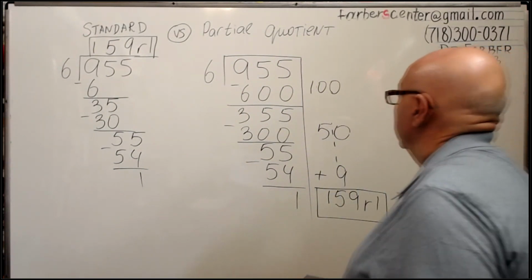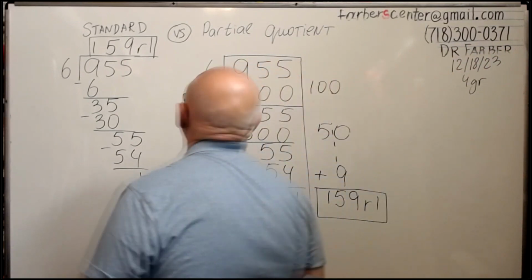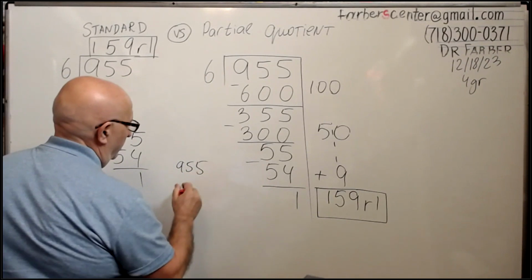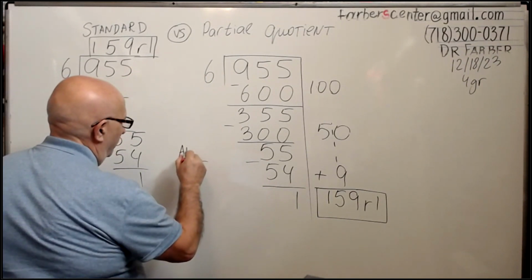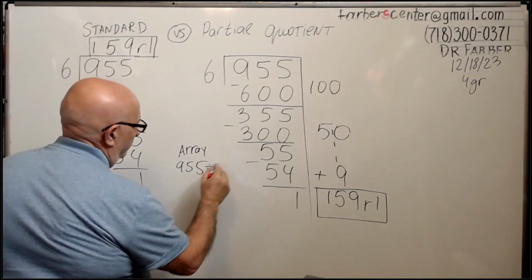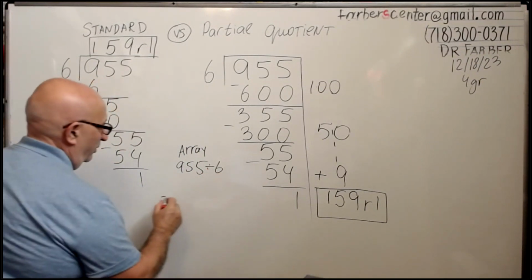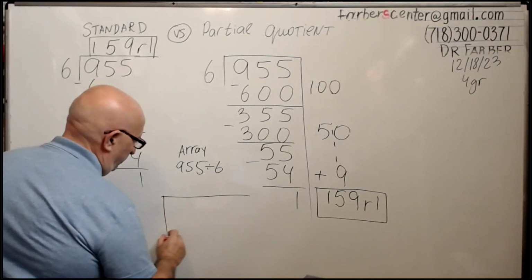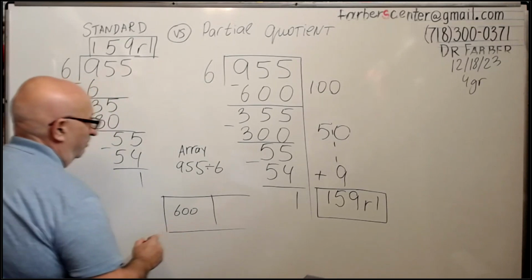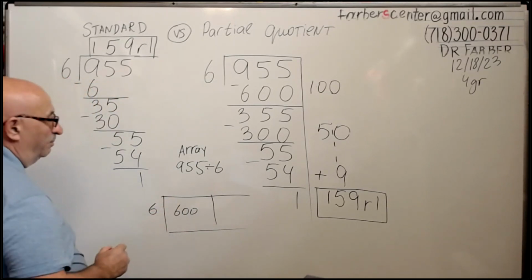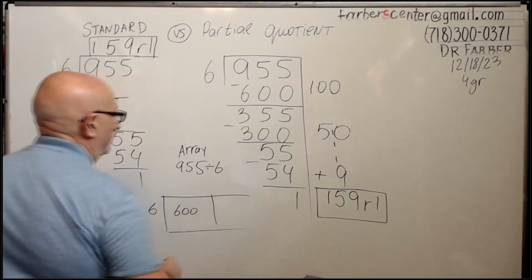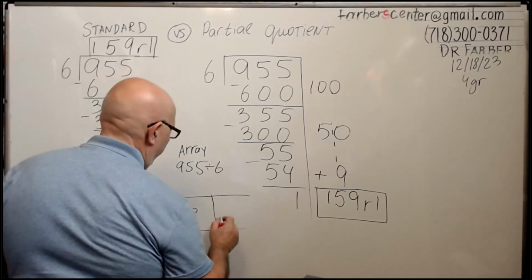If it's an array, if you have an array, it will be the same way. What you have, 955, let's say, array. Divide by 6. What are you doing? Choose convenient numbers. Split it. Is 600 and divide by 6. Okay. After that, 300.